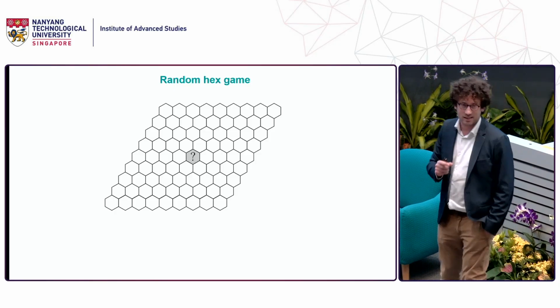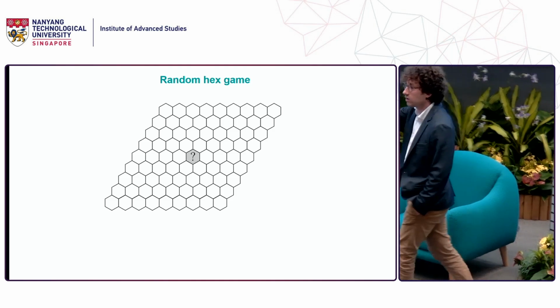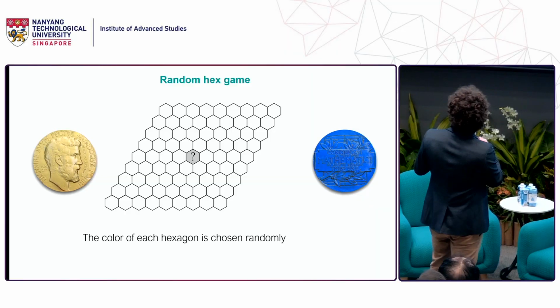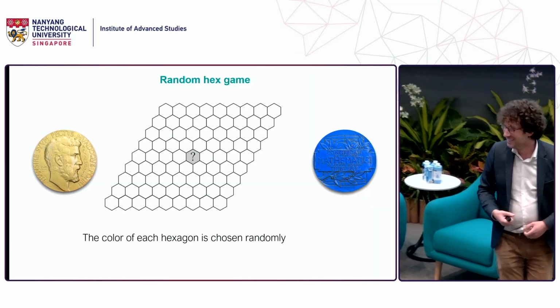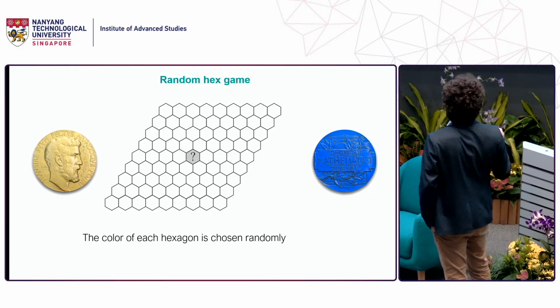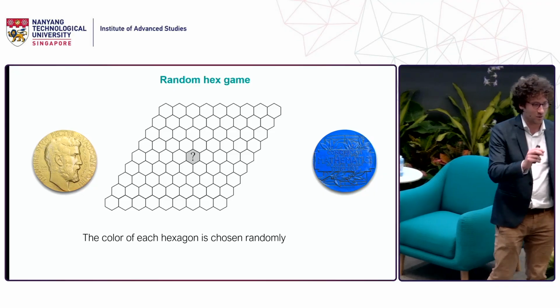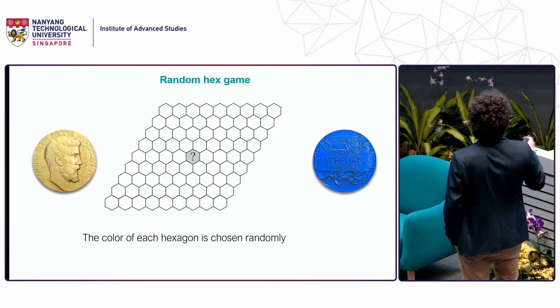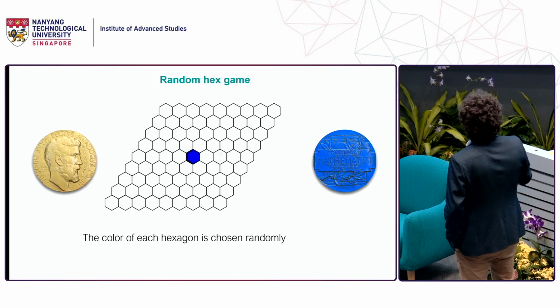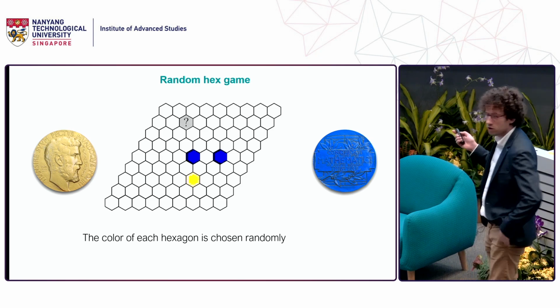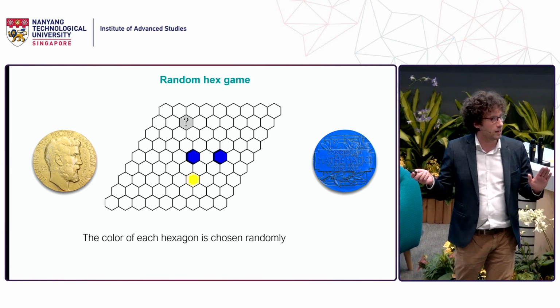You choose a hexagon, and you choose the color of the hexagon independently at random. So what you do is you take a random coin, for instance, a Fields medal, and you toss it. This is just so that you see how it looks. So this is Archimedes, and so you toss the coin. If you see Archimedes, then you color it in yellow, otherwise you color it in blue, and you do that for every hexagon, okay? By the way, the order in which you choose the hexagon is completely irrelevant.